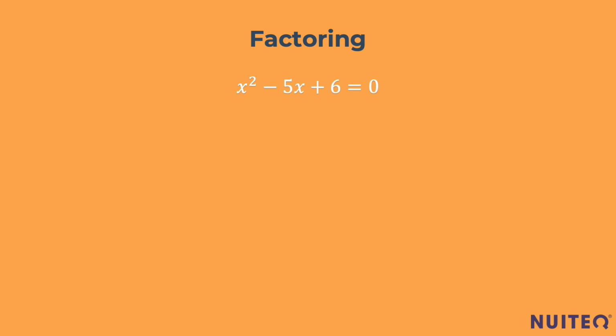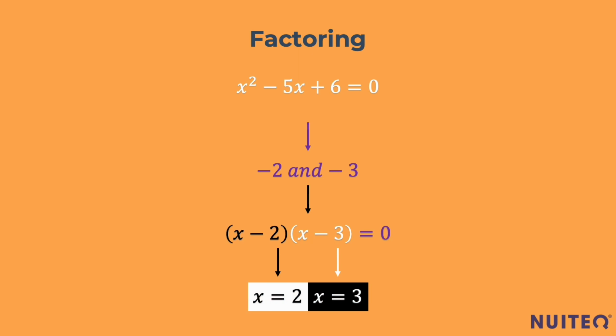First up, factoring. This method involves writing the quadratic as a product of binomial expressions set equal to 0. For our example, we need to find two numbers that add up to minus 5 and multiply to 6. Those numbers are -2 and -3. So, our factored equation becomes x minus 2 and x minus 3 is equal to 0. Setting each factor equal to 0 gives us our solutions, x equals 2 and x equals 3.